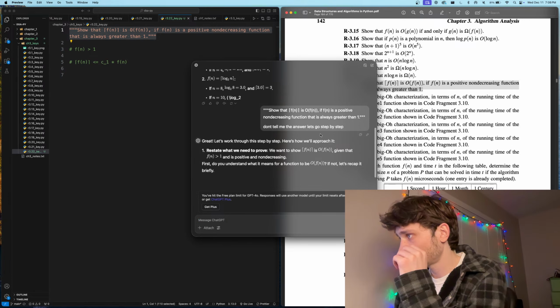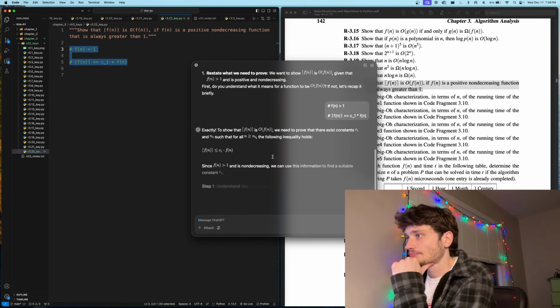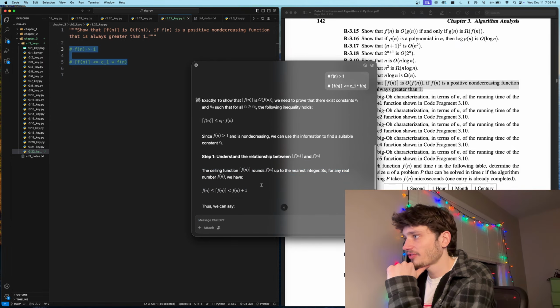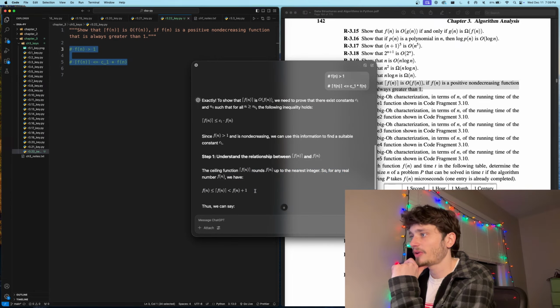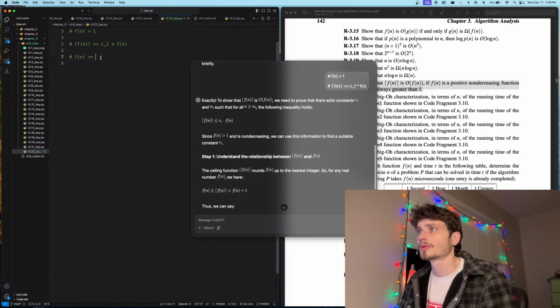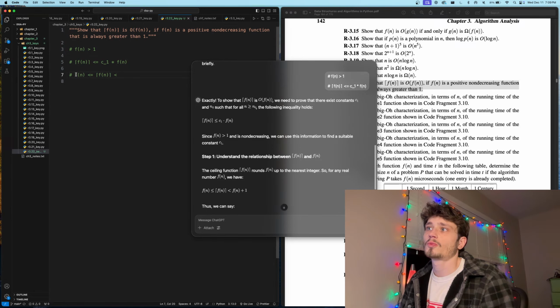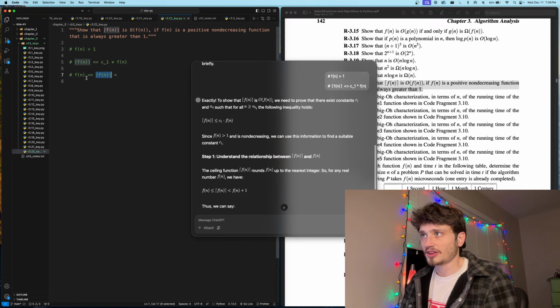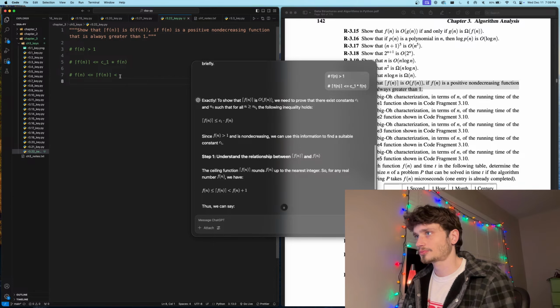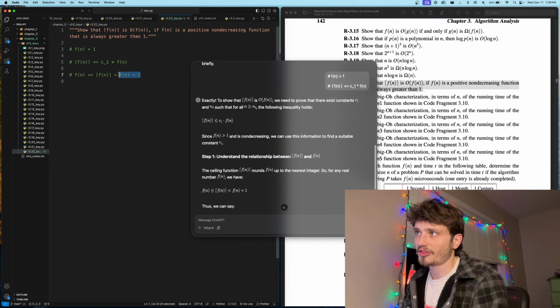Great. Let's go see step by step. Restate what we need to prove. Show that. So we have these two things, right? So we need to understand this right here. The ceiling function rounds f of n up to the nearest integer. So for any real number f of n, we have this. Okay, so this is what I was looking for. So f of n is less than or equal to the ceiling of f of n, right, because it's going to be rounded up. If f of n is like 1.7, it'll be rounded up to 2, which will be the ceiling of f of n. If f of n is already 2, well, that is equal to the ceiling of f of n. So it's already in that case, right? Which it'll be less than f of n plus 1, right? Because the next ceiling up would be f of n plus 1.